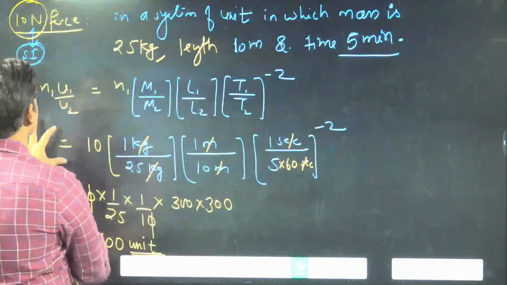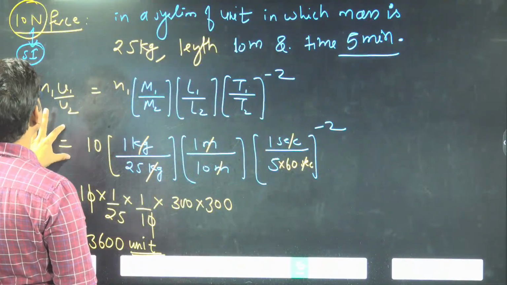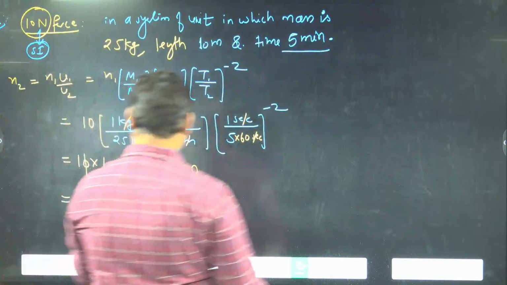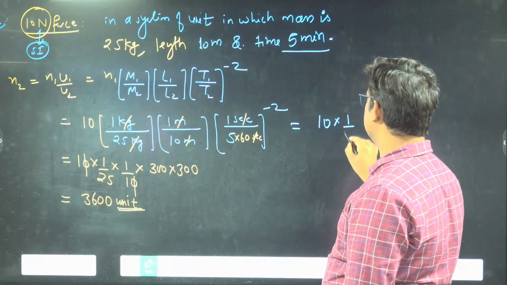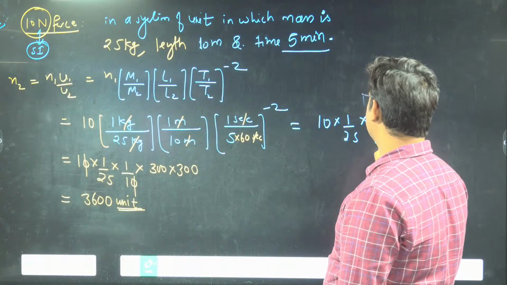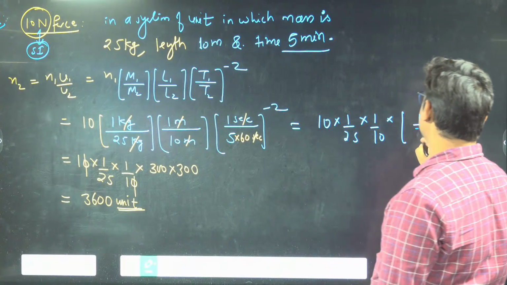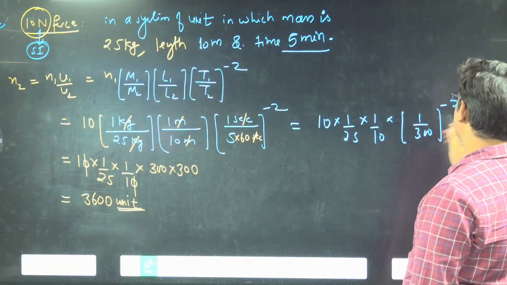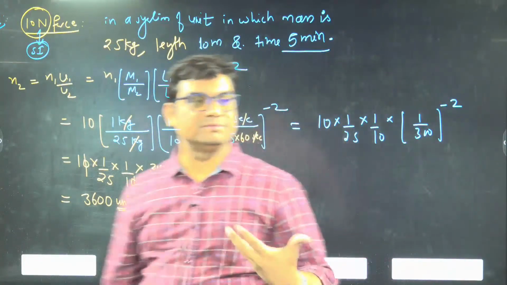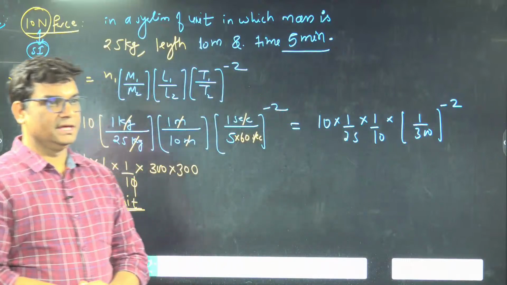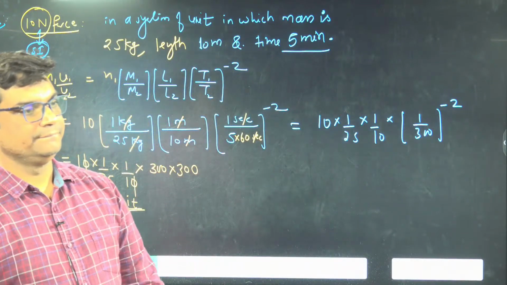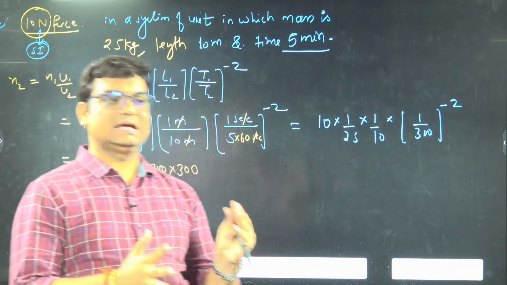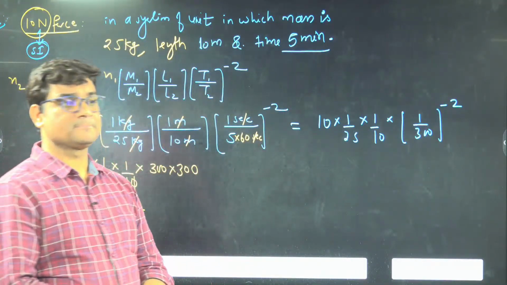Because I know that whenever I write anything, direct problem comes. So, what I have written here is 10 into 1 by 25 into 1 by 10, and this was 1 by 300, power minus 2. When you take this one upside, that will become 300 power 2. Yes, Surya, clear? Everyone is very well clear about this question here.